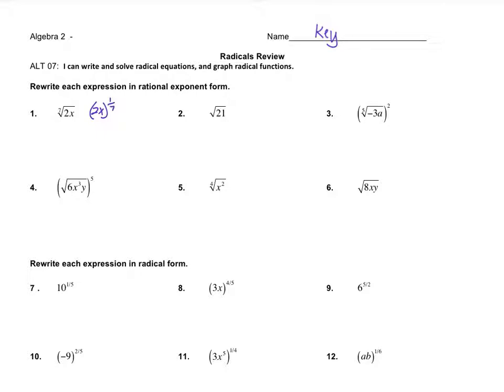For number 2, if you have a radical with no root given, it's root 2, so that's going to be 21 to the 1/2 power. Power goes on the top, the root on the bottom, so negative 3a. Group that in parentheses since it's all underneath the radical, to the 2/5 power.